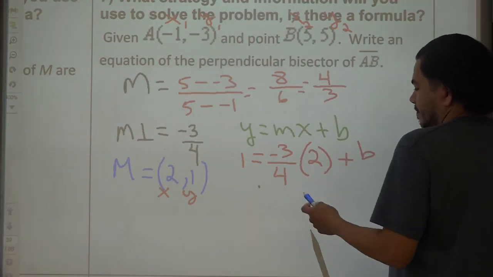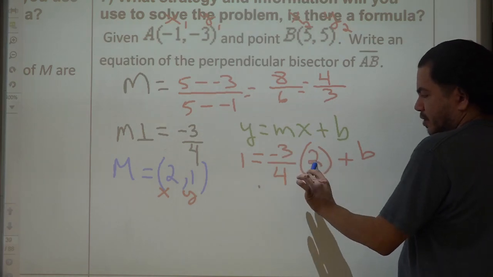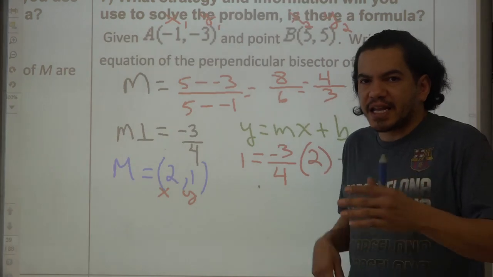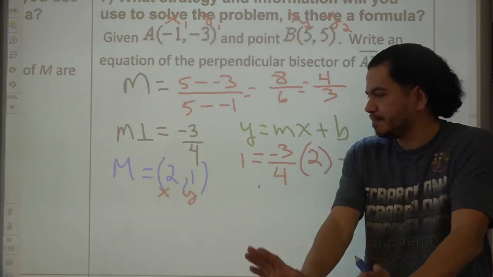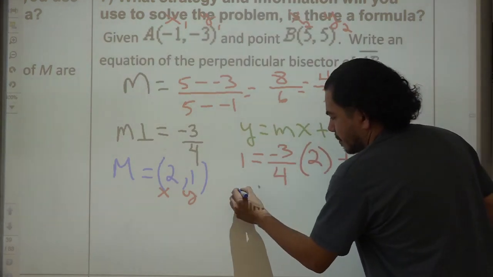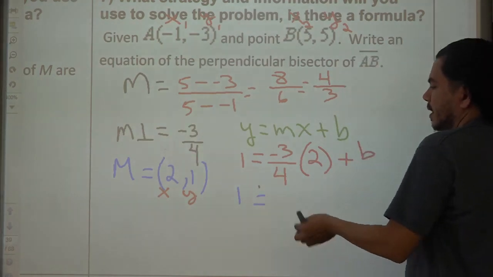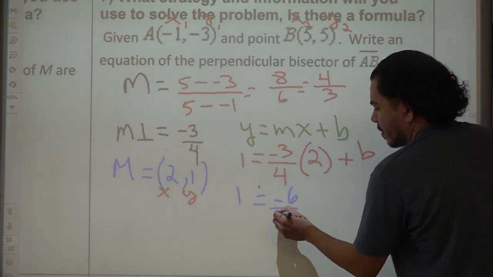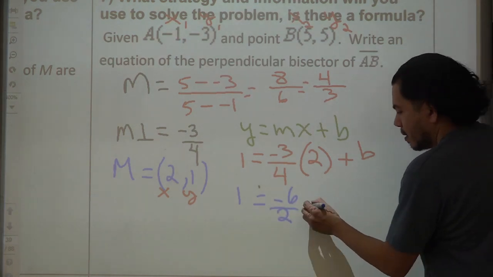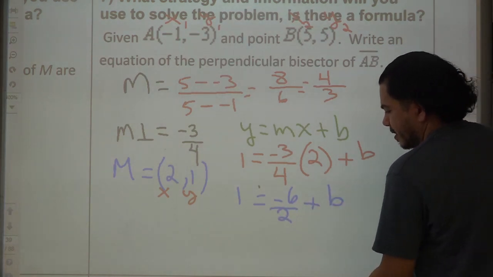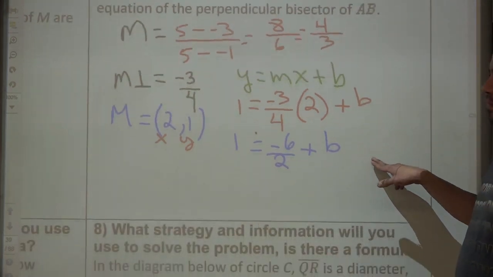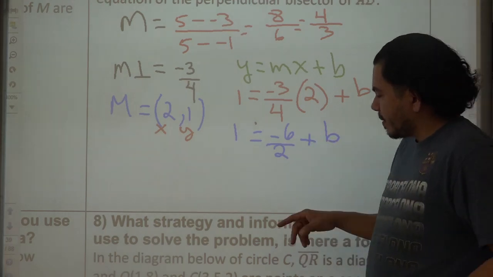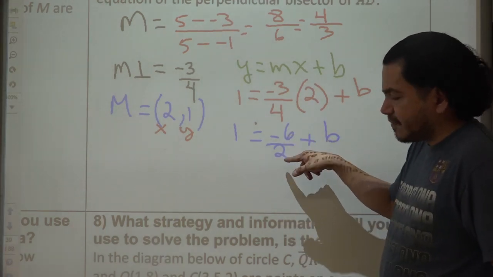All right, so let's see now. When you multiply by a fraction, you multiply by the top and divide by the bottom. Now, if it doesn't divide evenly, leave it like that. So let's see. 1 equals 2 times negative 3, which is negative 6 over 4, plus b. I think I'm going to run out of space, but it's okay. So I'm solving for b.